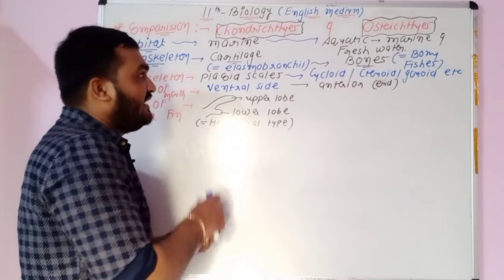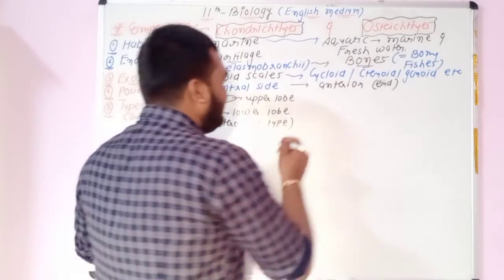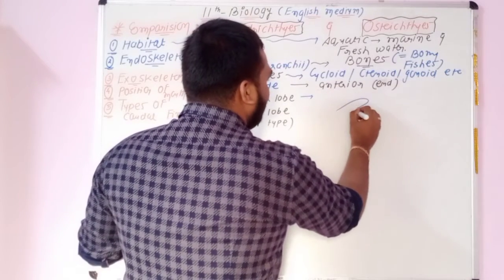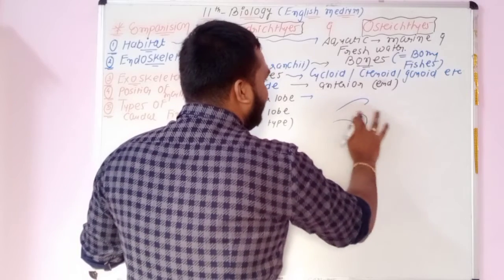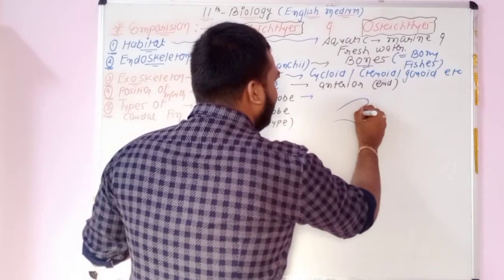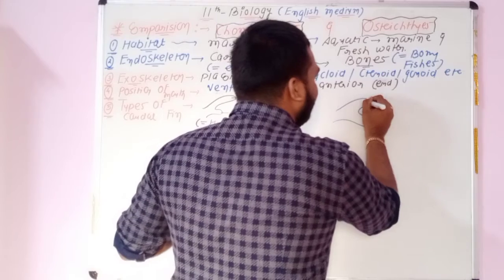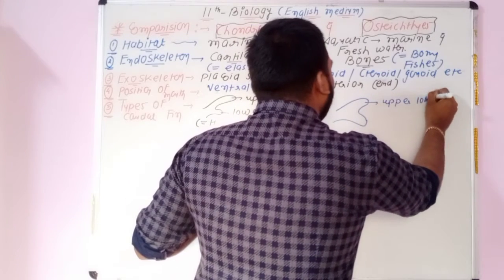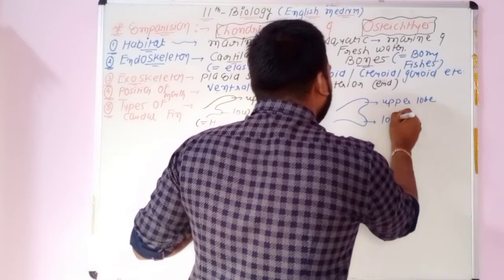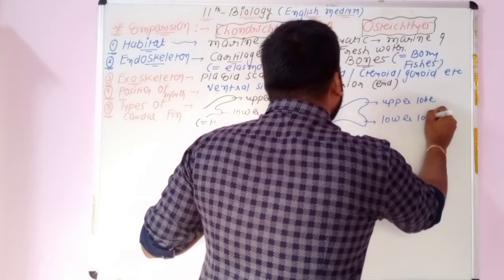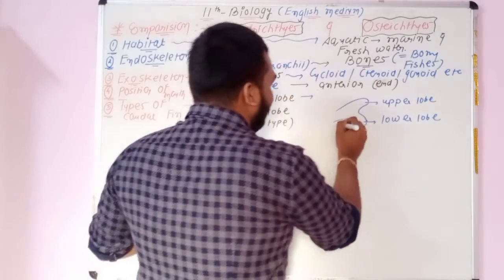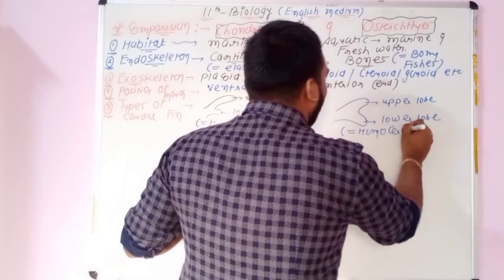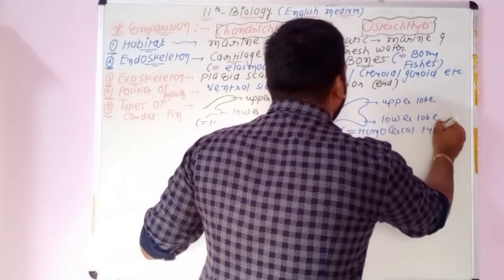While in the case of Osteichthyes, both lobes are equal. It means the upper lobe is equal to the lower lobe. See here, this is the upper lobe. The upper lobe is equal to the lower lobe. So both lobes are equal. That's why it is known as the homocercal type of caudal fin.